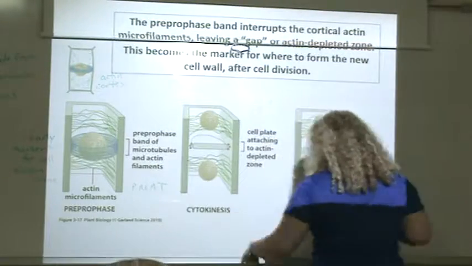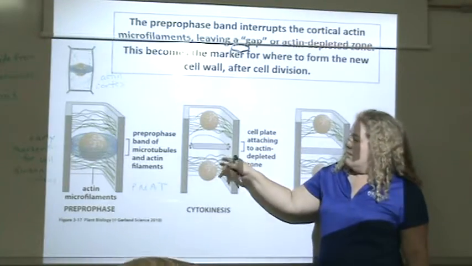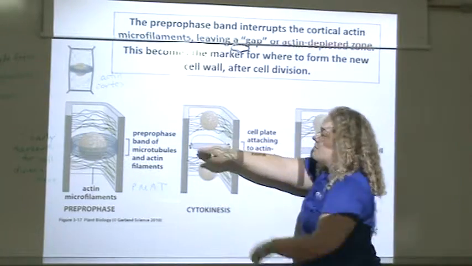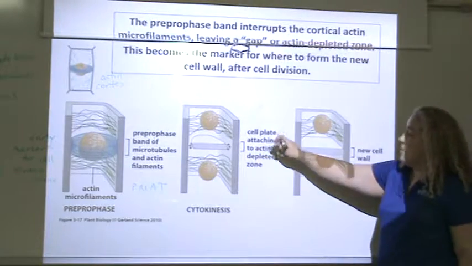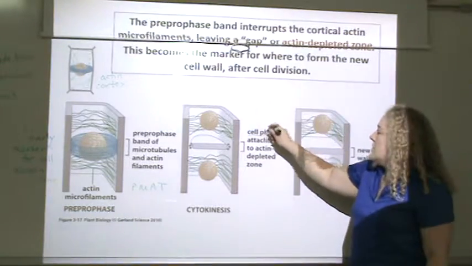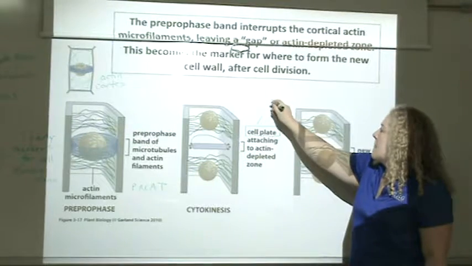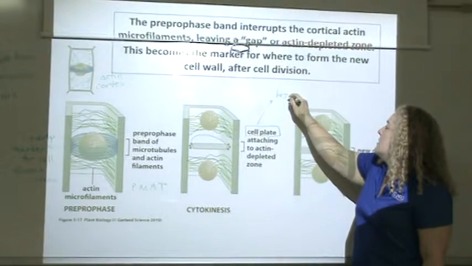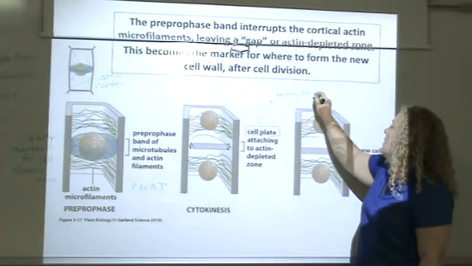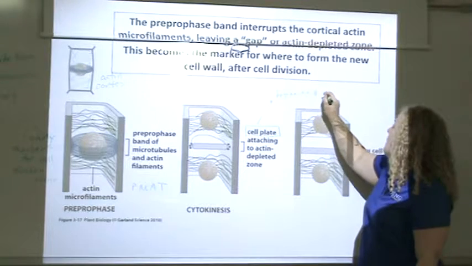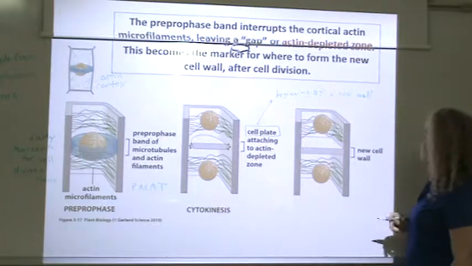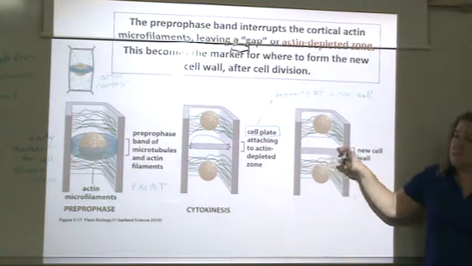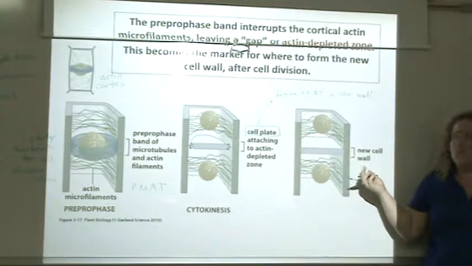And then at the beginning of cytokinesis, the cell's not going to pinch together, it's going to form a new wall. The initial wall that it forms is called the cell plate. So the cell plate is the beginning of a new wall. And the cell plate, when it gets finished, then it's just cell wall.